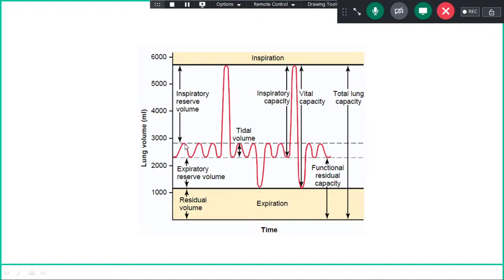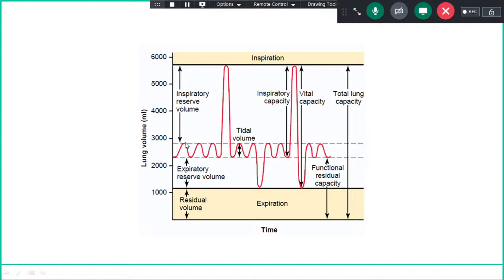At the end of the normal inspiration, at the point near 3000, the arrow is showing inspiratory reserve volume. So from here to the top line is the inspiratory reserve volume, that is the volume of air over and above the normal tidal respiration, at the end of the normal inspiration. If you ask the subject to continue and inspire as much as possible, this reserve volume is the extra volume of air.